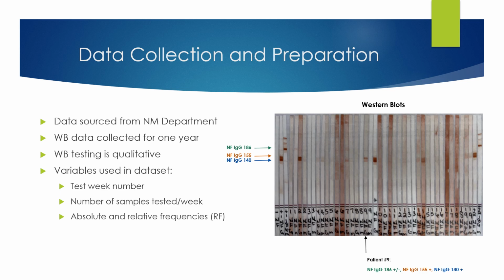Also at the bottom, there are the letters G and M representing IgG antibodies and IgM antibodies tested in patient sera. For this project, I only collected data for IgG antibodies.